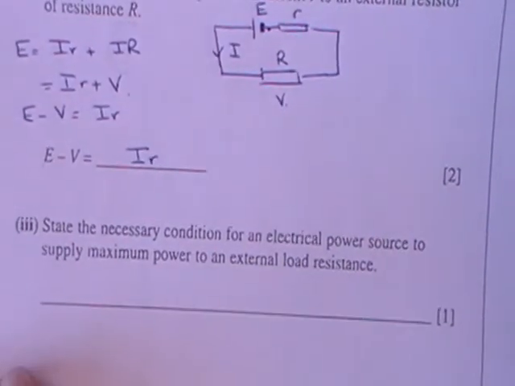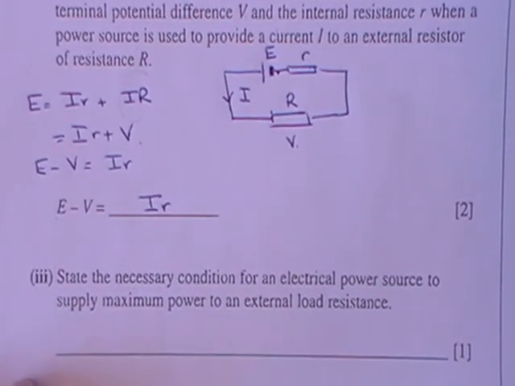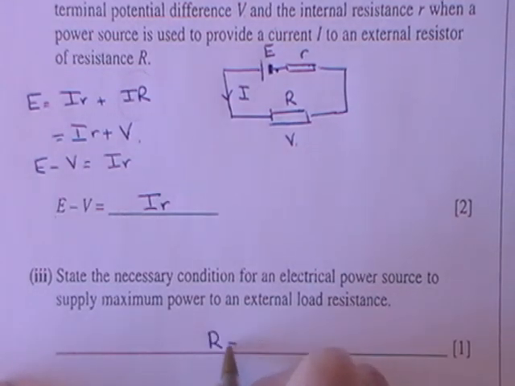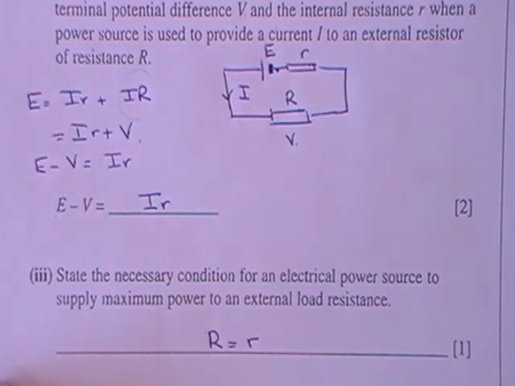State the necessary condition for an electrical power source to supply maximum power to an external load resistance, and that's when the value of the external resistance R is equal to the internal resistance of the battery.